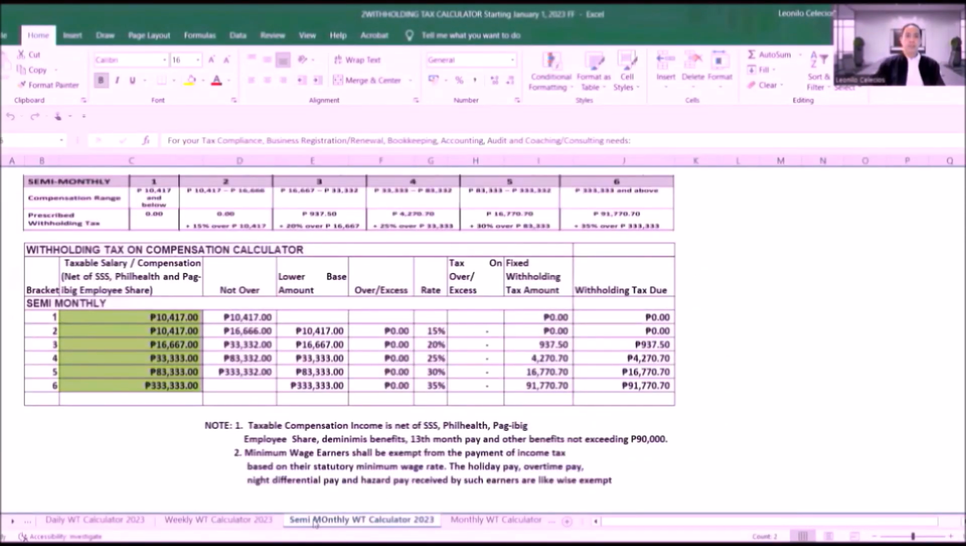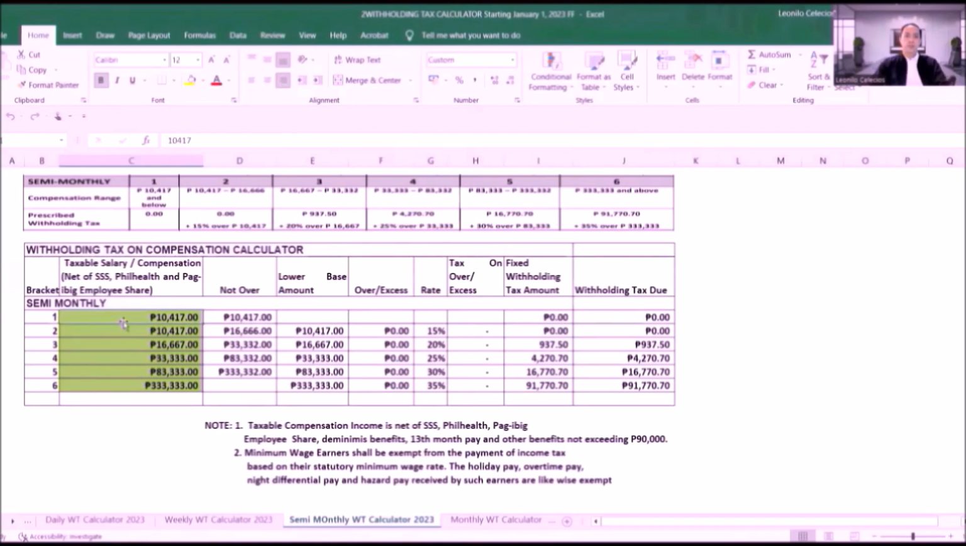Kapag semi-monthly salary ang natatanggap mo, tapos meron kang withholding tax semi-monthly, so ganito po ang computation. So based dito sa withholding tax calculator natin, naka-base din to yung mga amount na to at saka percentage doon sa withholding tax table. Meron kang 10,417 yung semi-monthly salary mo, 0 po yung withholding tax. And then dito sa bracket number 2, so kapag meron kang semi-monthly salary na 10,417 hanggang 16,666, so kung 10,417, so the same, 0 ang nababayaran mo.